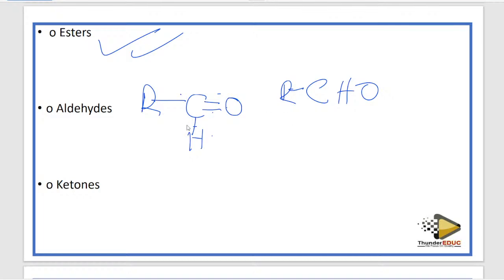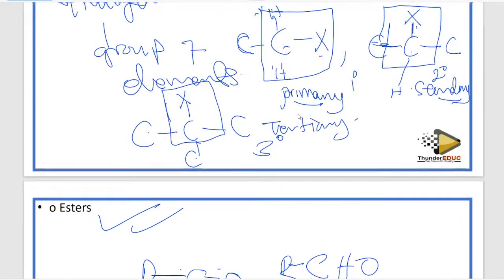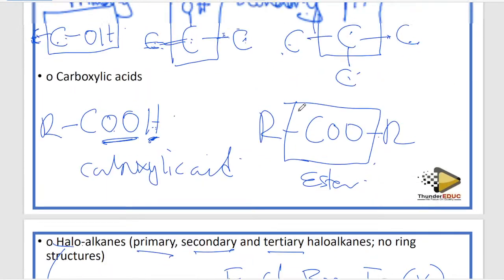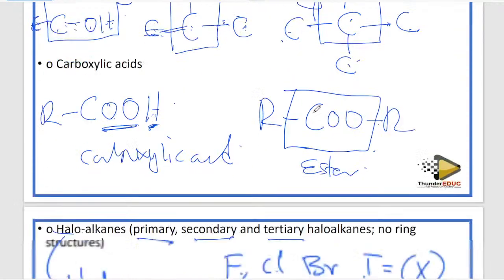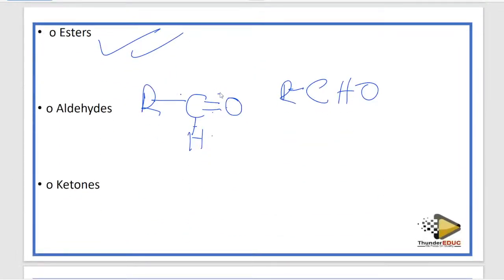So this one is different from alcohol. Look at this. Alcohol, the way it looks, the hydrogen is attached onto oxygen. So it's a single bond. While here, the hydrogen is attached onto carbon, and the oxygen is a double bond. So that is a major difference. Please don't confuse aldehydes with alcohols.